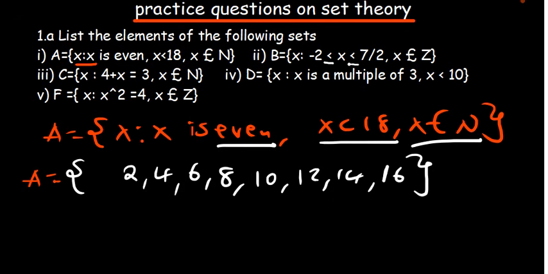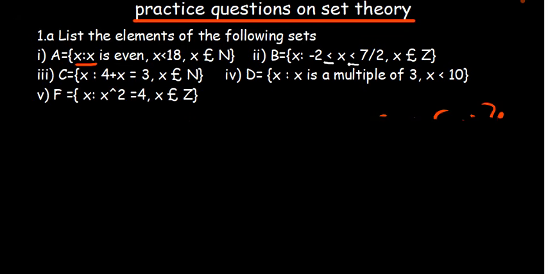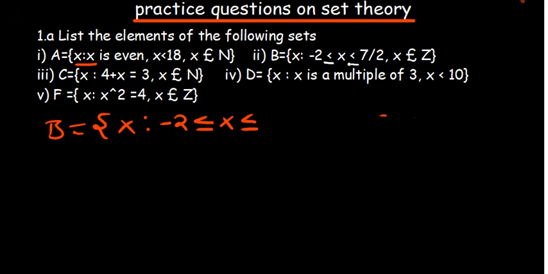How about the second part? The second part is telling us that B is equal to x such that -2 is less than or equal to x, then x is also less than or equal to 7/2, then x is also a member of integers.